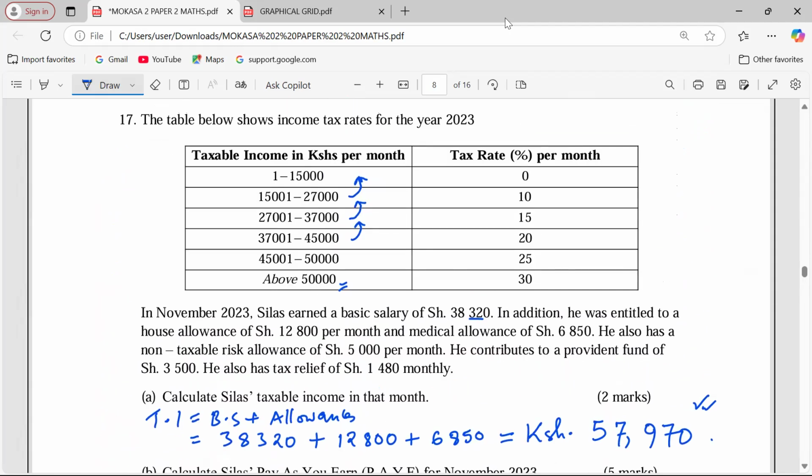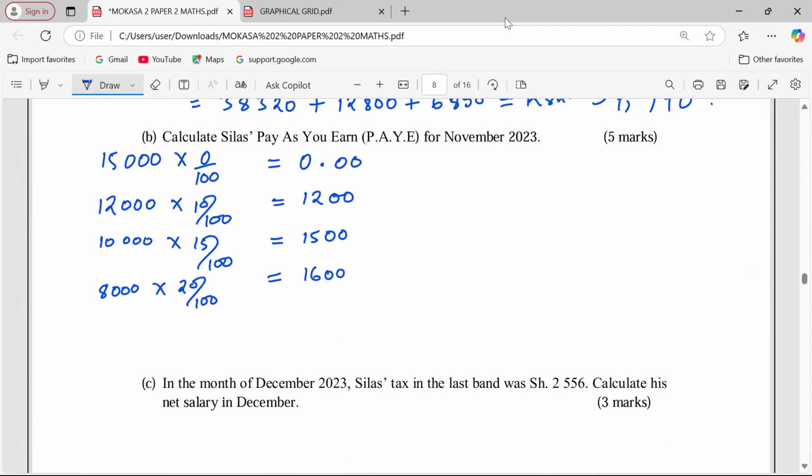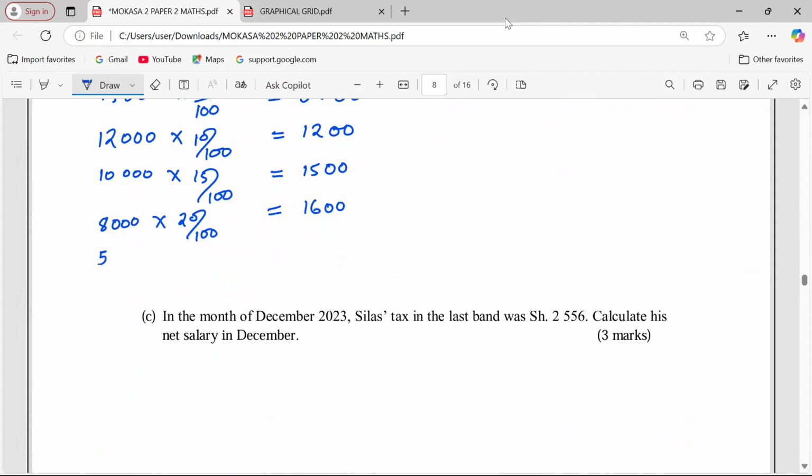Then in the next band, it shall be 50,000 minus 45,000, giving us 5,000 at the rate of 25%. So 5,000 at the rate of 25% is 1,250 Kenya shillings. That is the tax.